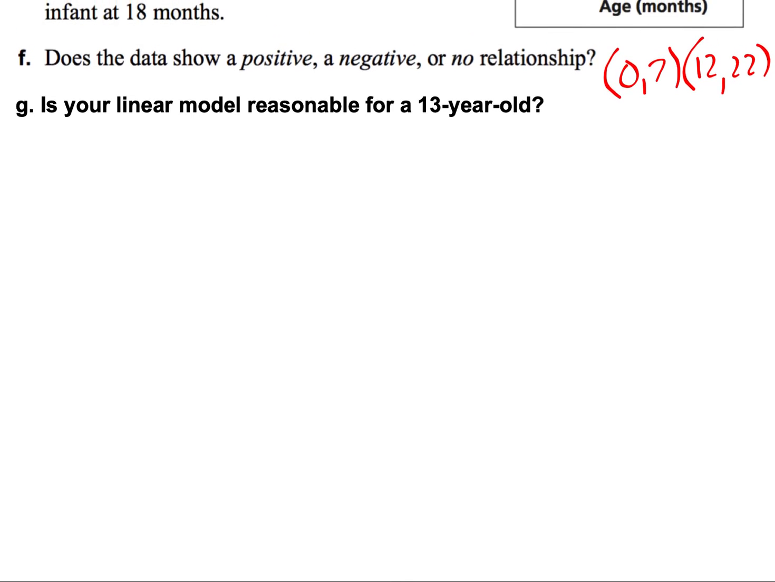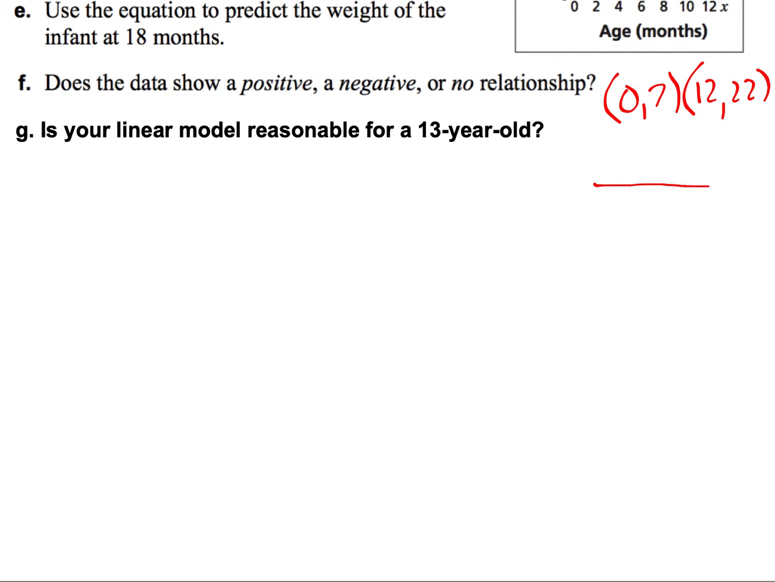I went a little too far down. Okay, first, the slope. Let's do 22 minus 7 over 12 minus 0. 22 minus 7 is 15 over 12. Well, this is going to work out pretty nice. 15 over 12 is 1.25.